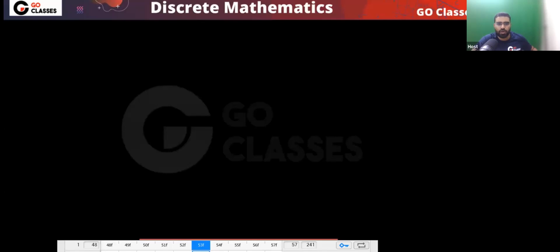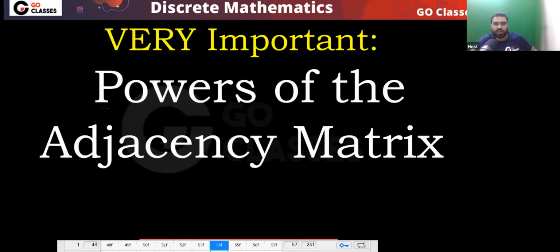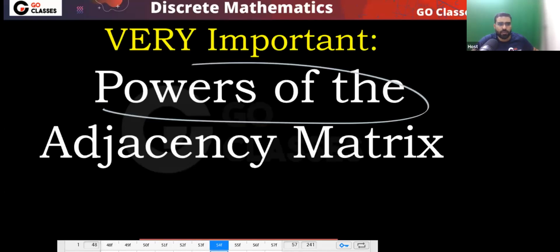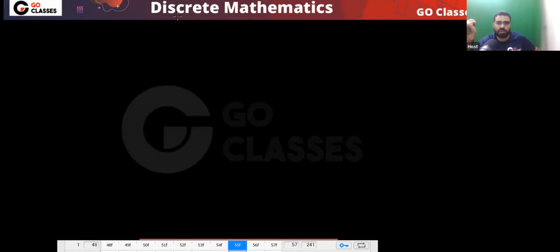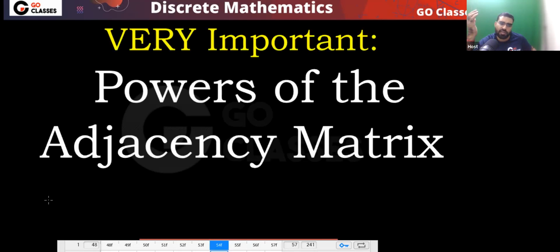Now let's see a very important result, that is powers of the adjacency matrix. This is a very important result, as you can see. Okay, let's see what the power of an adjacency matrix is. We will see this for both directed and undirected graphs. Whatever graph you take, whether directed or undirected.